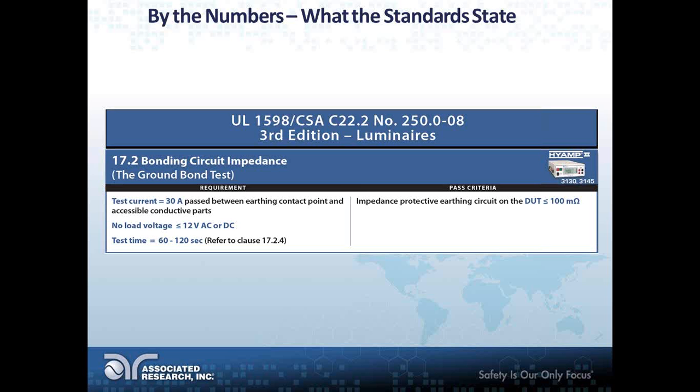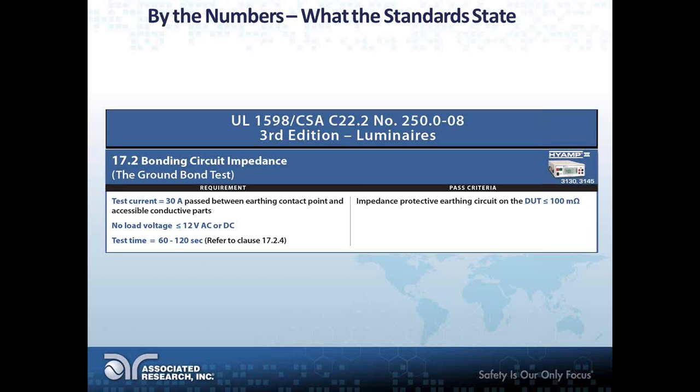Just say lighting stuff. You get a test current of 30 amps passed between the earth contact point and the accessible conductive part. So in this case, it's a little bit of a higher current, unless, of course, you have a medical device that runs beyond 16 amps, then it's going to be higher than 25. Or 15 amps, it's going to be higher than 30. And your no-load voltage is 12 volts AC or DC. So I'm guessing depending on what type of product you're testing, you might have an AC or DC ground bond test. And your test time is 60 to 120 seconds.